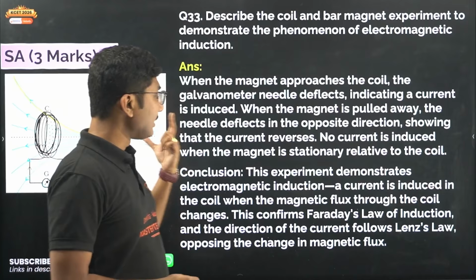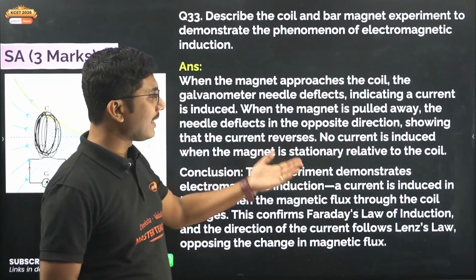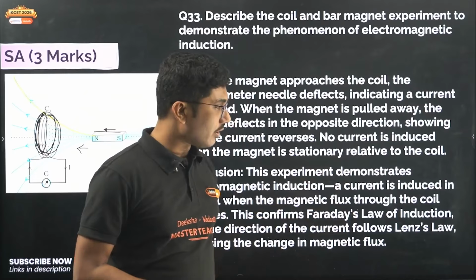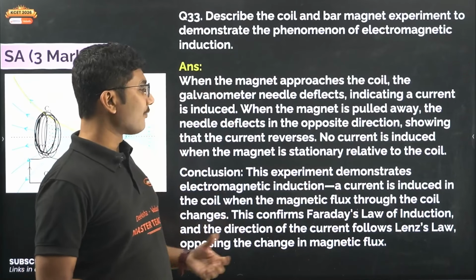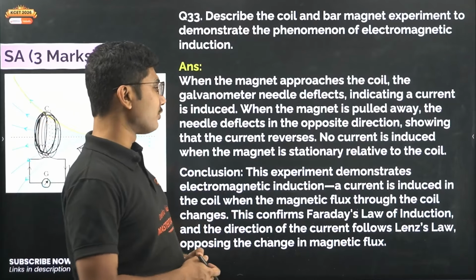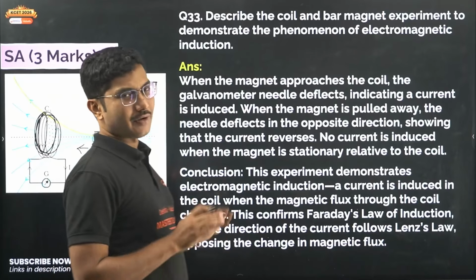Okay, this experiment demonstrates electromagnetic induction. A current is induced when the magnetic flux through the coil changes. This confirms Faraday's law of induction, and the direction of the current follows Lenz's law of opposing the change in the magnetic flux. As simple as that.